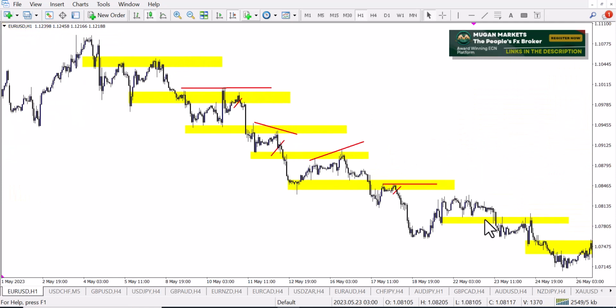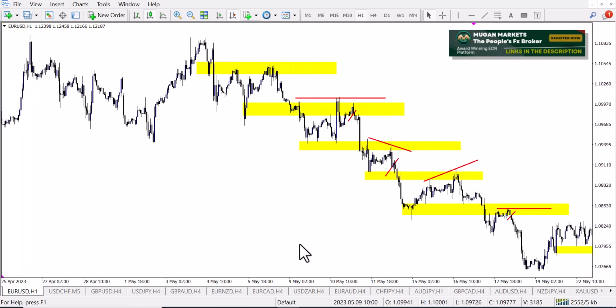So guys, I hope this was helpful, and remember, before you use this, just go back to your charts, backtest this on the pairs, and determine on which pairs or which commodities this works best. And if you have confirmed that, you can put this as part of your trading plan.